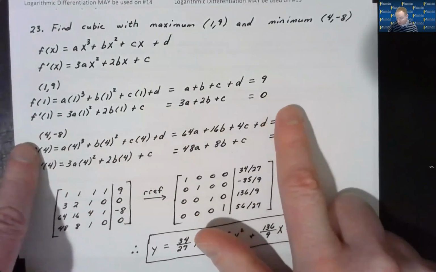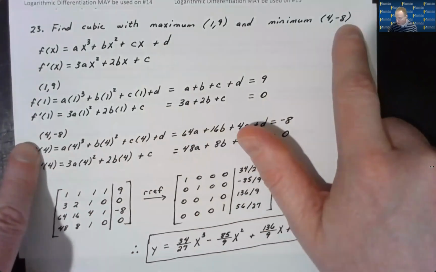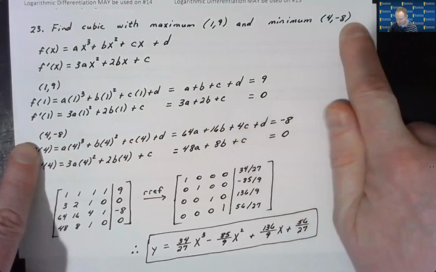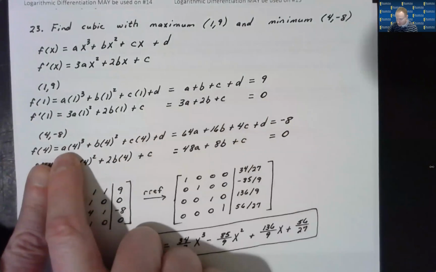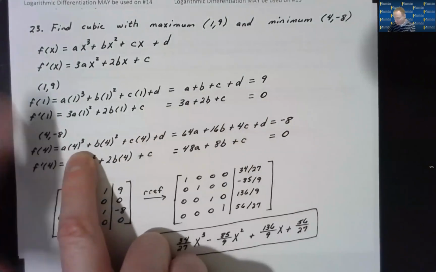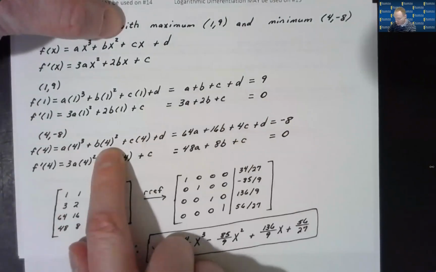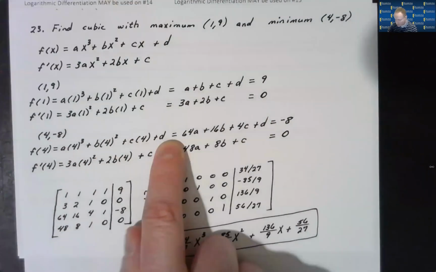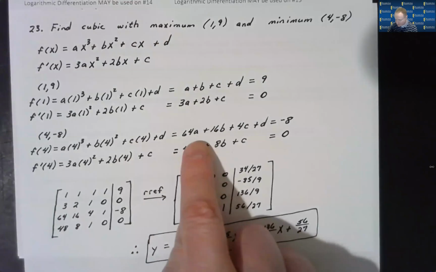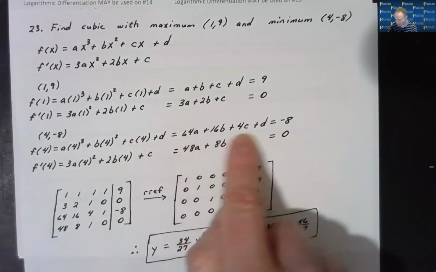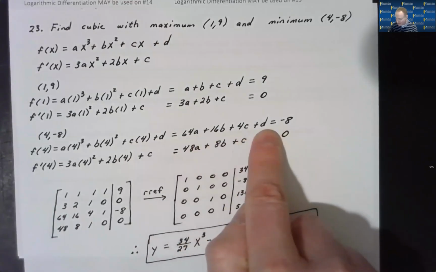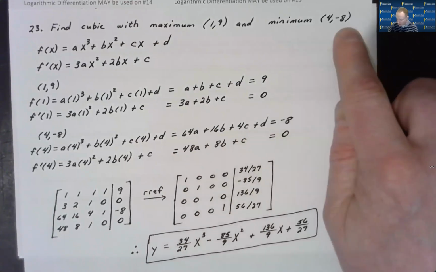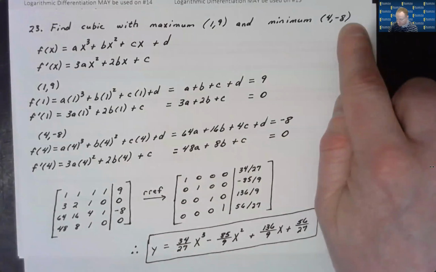Now, for the minimum, I do the same thing. I know f evaluated at 4 has to be -8. That gives me a times 4 cubed plus b times 4 squared plus c times 4 plus d. All of those in there will give me 64a plus 16b plus 4c plus d. The answer has to be -8 in the original function when you plug a 4 in for x.